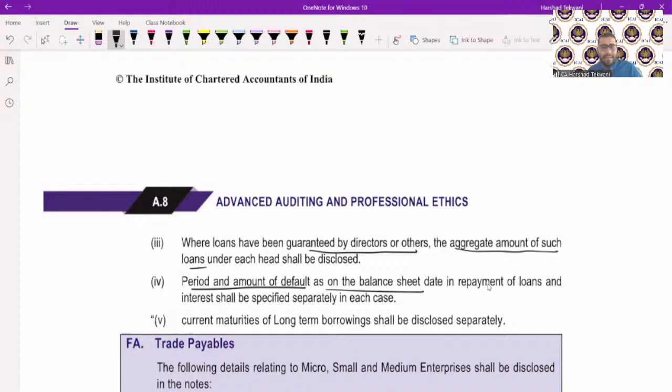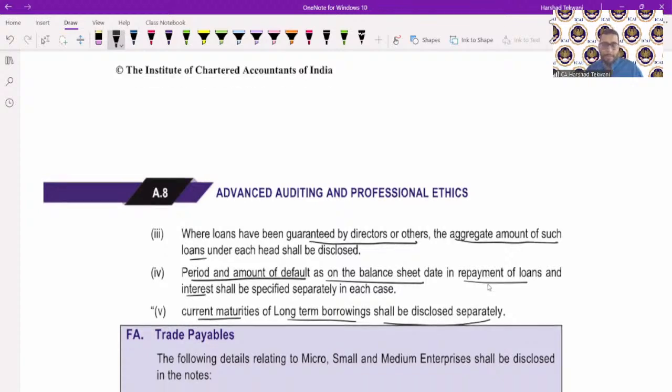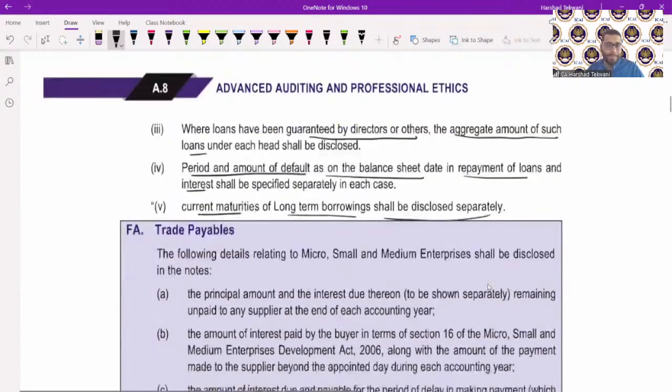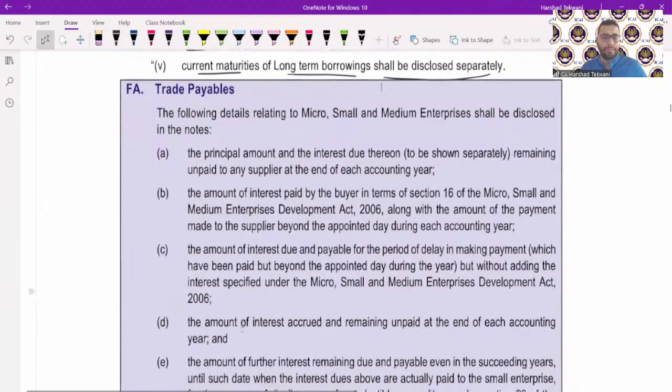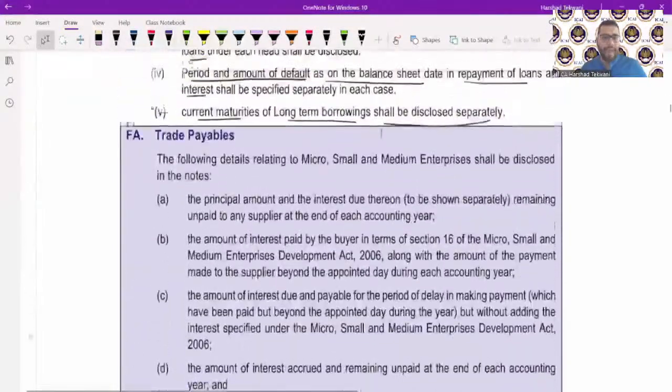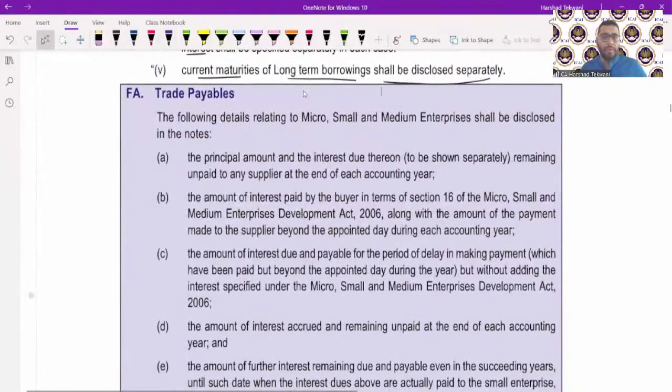Okay, if any there is, in case of repayment of loan and interest, and current maturities of long-term borrowings. Current maturities of long-term borrowings are required to be disclosed separately. So you need to show current maturities, meaning the amount that is required to be paid within the next 12 months. Clear? Any doubt? Any doubt till now, guys?